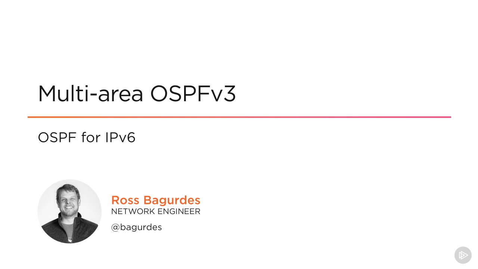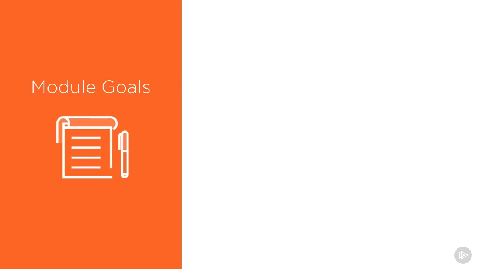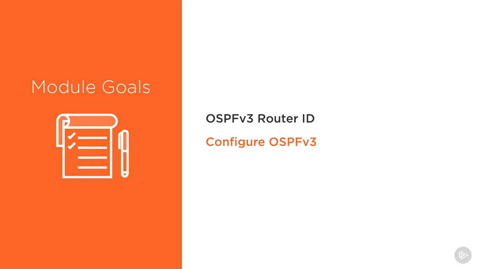Let's take a look at multi-area OSPF v3, which is OSPF for IP version 6. What I'd like to do in this module is go over the OSPF v3 router ID and its configuration, as well as configure OSPF v3 in a multi-area environment. Now, OSPF in a multi-area environment works about the same in v2 as it does in v3, with the exception of how we work the router ID.